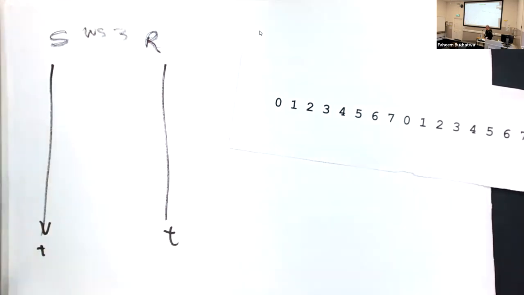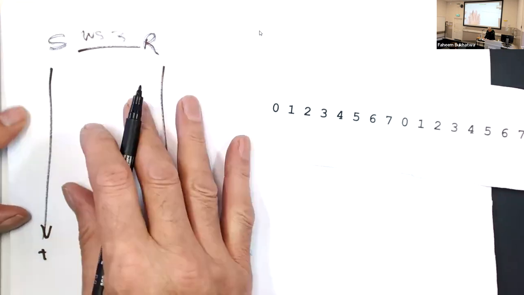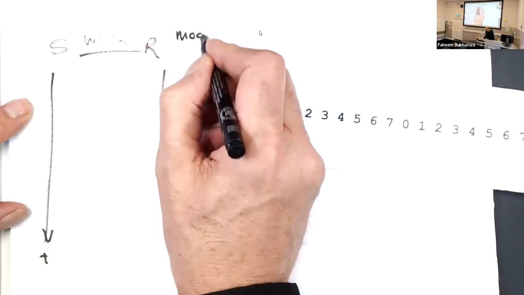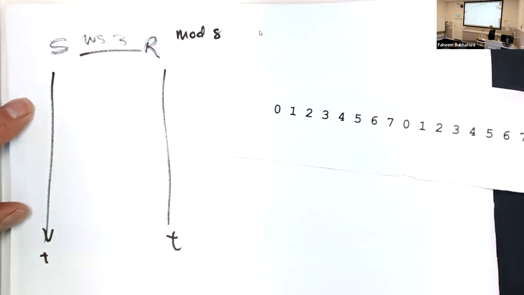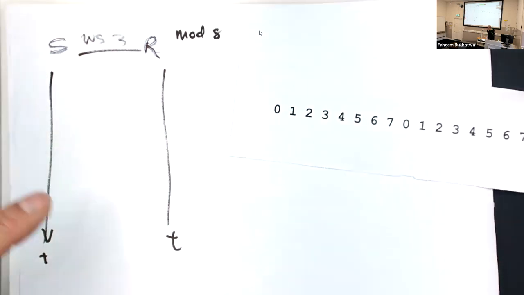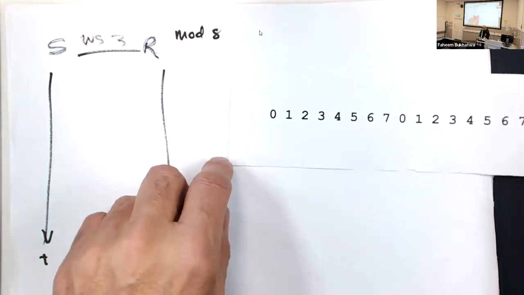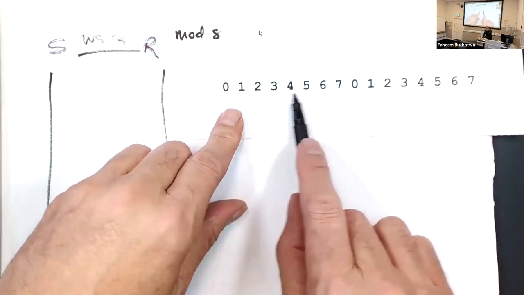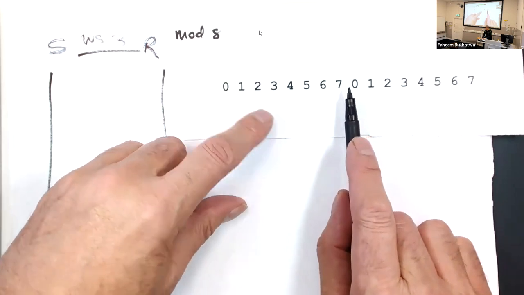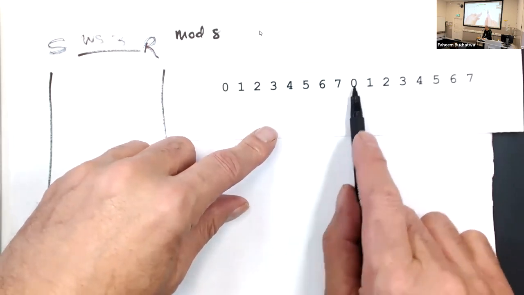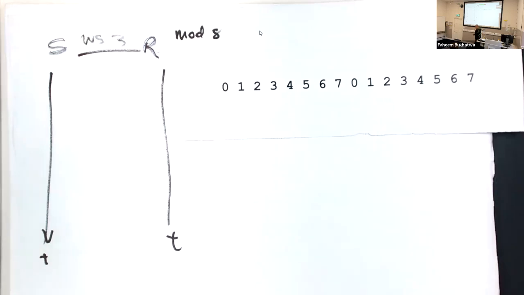And usually, once we agree on the window size and the modulo, let's say we use modulo 8. Modulo 8 means we're going to be using the numbers from 0 to 7, and when we reach the end, we go back to using them again and again continuously. So this way we only have fairly small numbers to include in the headers.